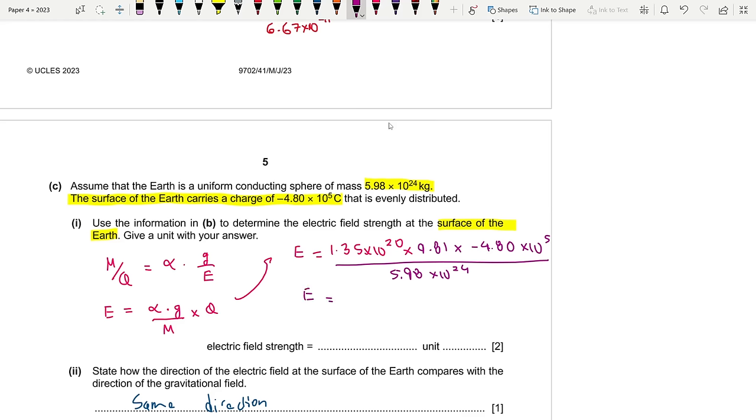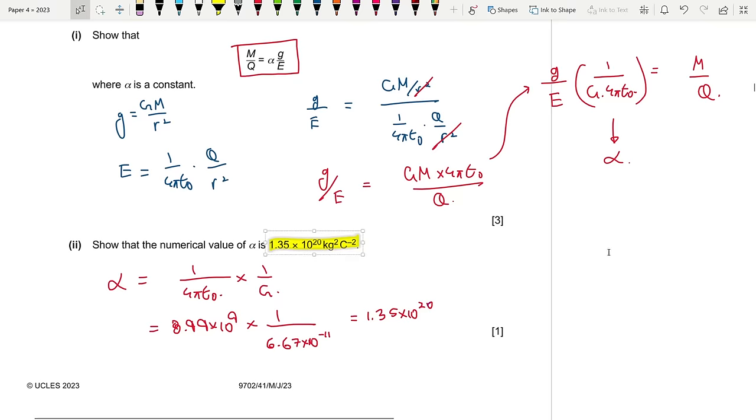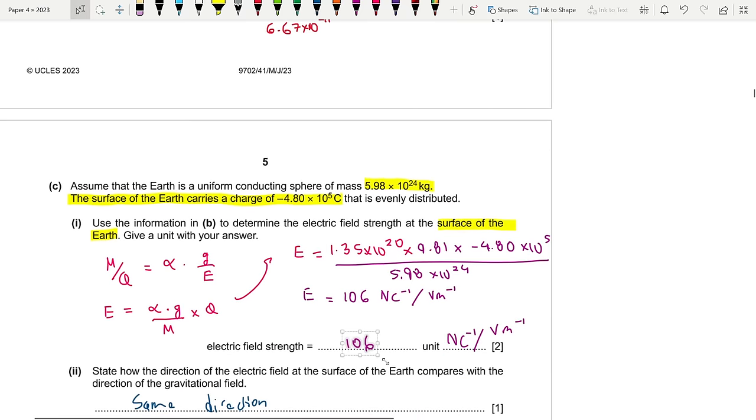Honestly, you can ignore the sign. The sign doesn't matter. It's 10^6. Now, electric field strength has a unit of Newton per coulomb, or it could be volts per meter. Remember that field strengths always have dual units, okay? So either one works, Newton per coulomb or volts per meter. Also, notice how all the data has been given to three significant figures, which is why we are opting for a three significant figure answer rather than a 2SF answer.